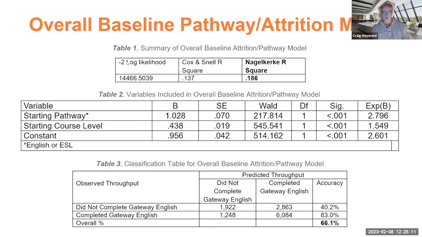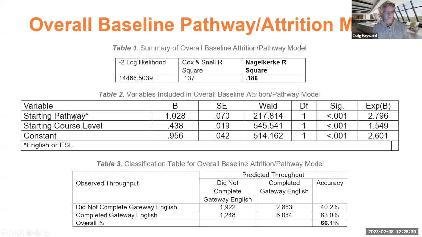We call this the overall baseline pathway attrition model. So based on attrition out of the sequence, because of the levels below transfer that they're placed, and based on the pathway, whether it's English or ESL, we can know quite a bit about their likelihood of completing throughput. That's absent knowing anything else about the students.